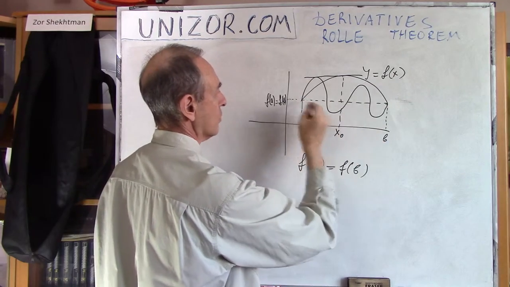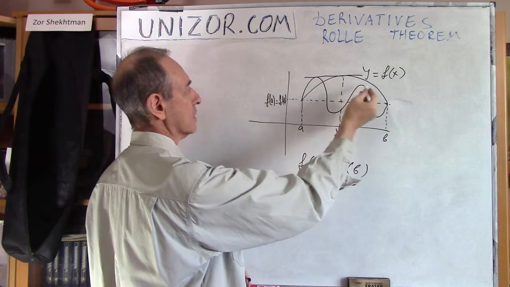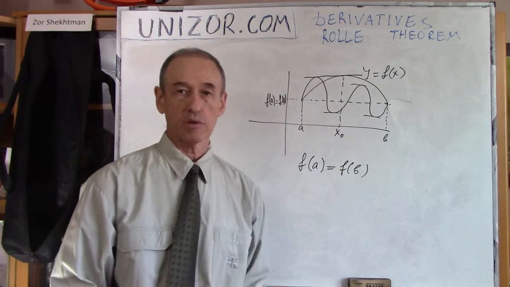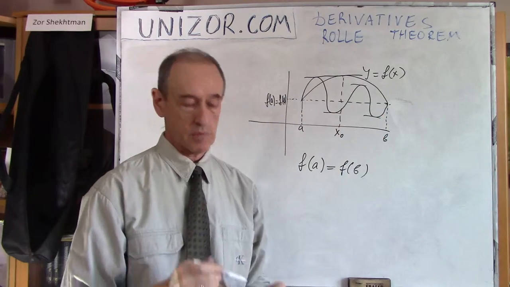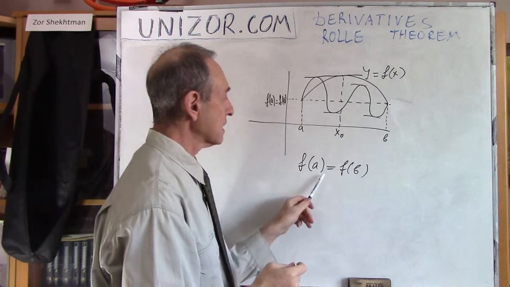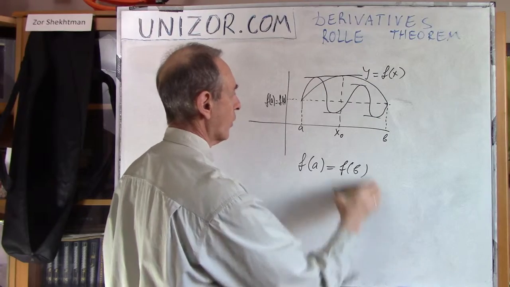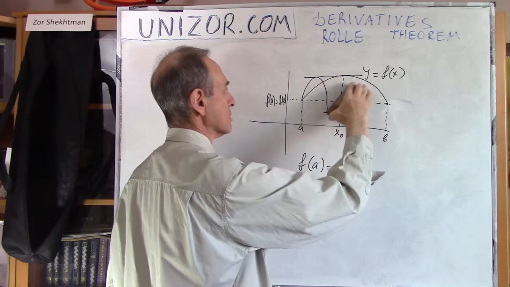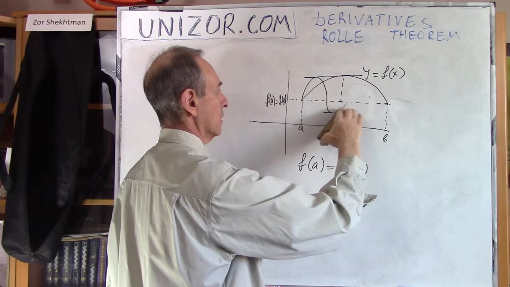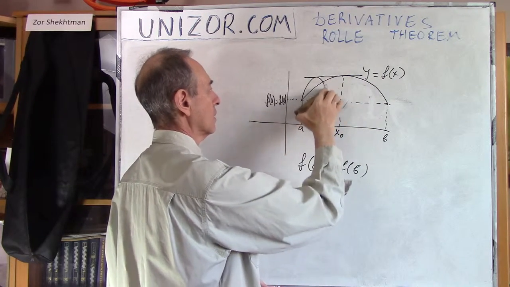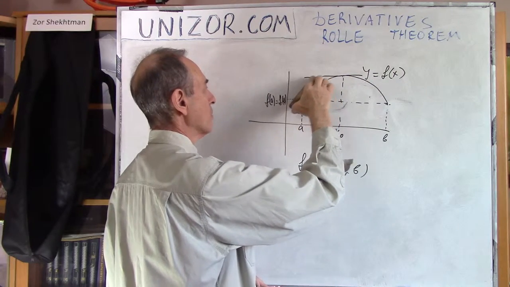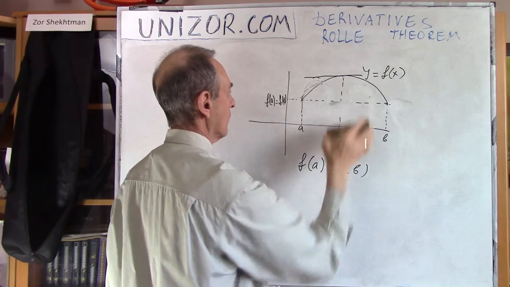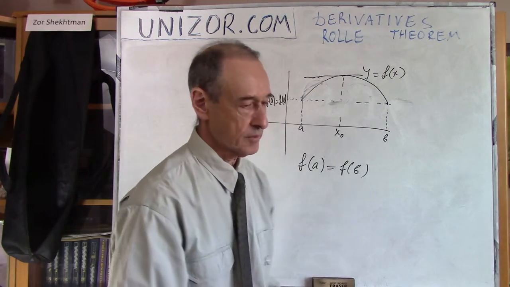Again, the same values on both ends, but in this particular case, the function has four different local extremums, two maximums and two minimums. But what I'm saying is that there is at least one such point, call it x0, where the function's derivative is equal to zero, and it means it's reaching its local maximum or minimum, a local extremum. Okay? All right, how can I prove it?